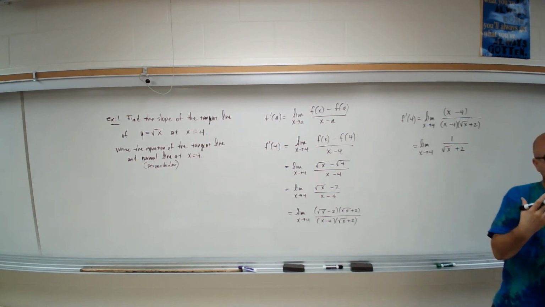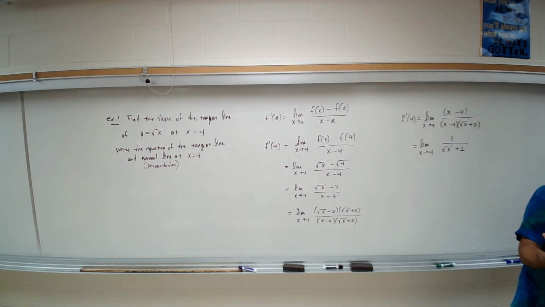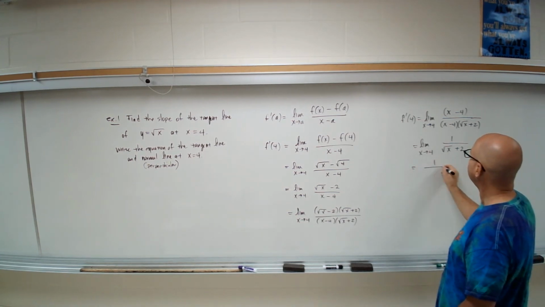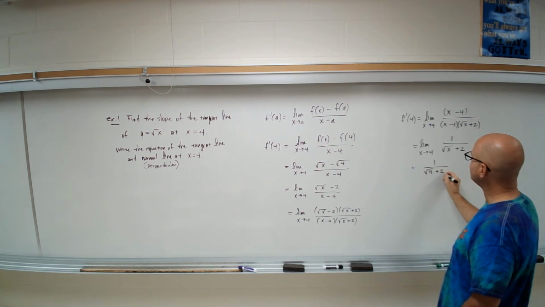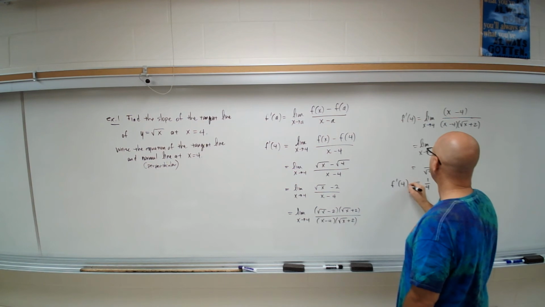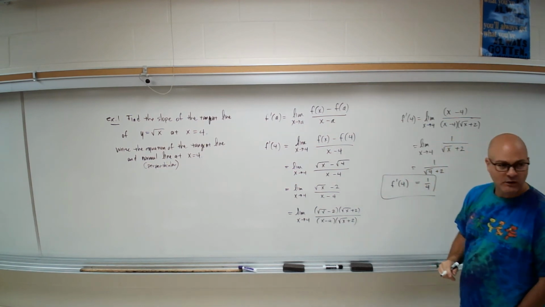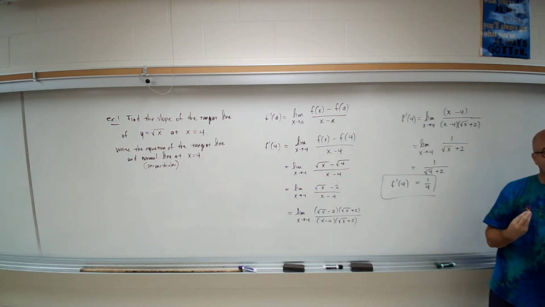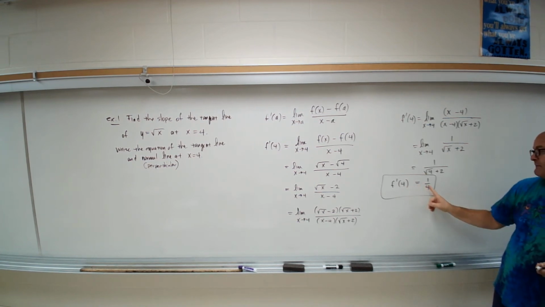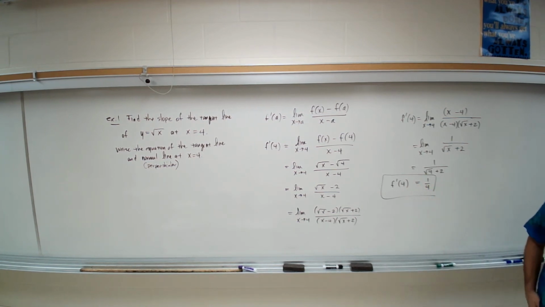Remember, once you substitute, you stop writing limit. Just like once you square root 25, you stop writing the square root sign, you just put 5. So here we're going to say 1 over radical 4 plus 2, which gives us 1/4. So f prime of 4 is 1/4. So that means the slope of the tangent line at 4 for this function is 1/4. Does that work so far?